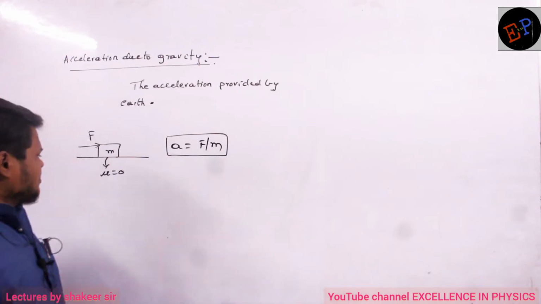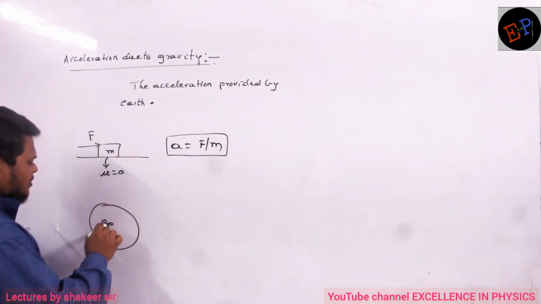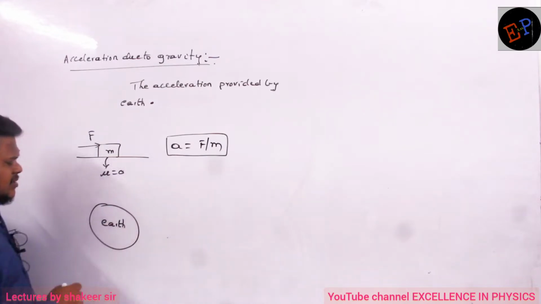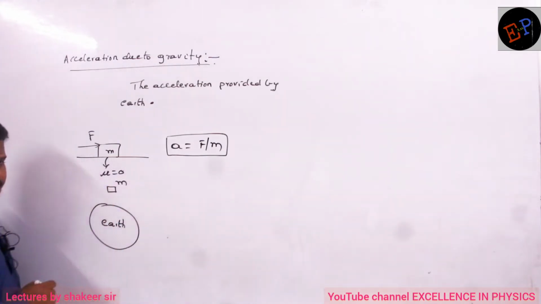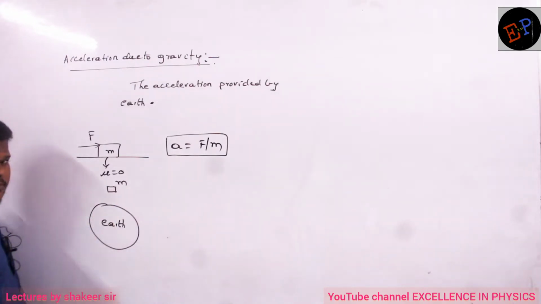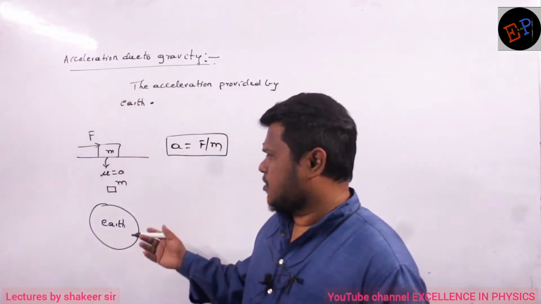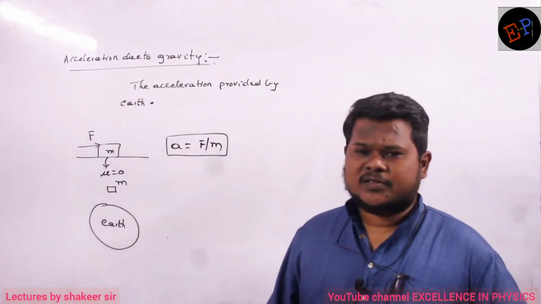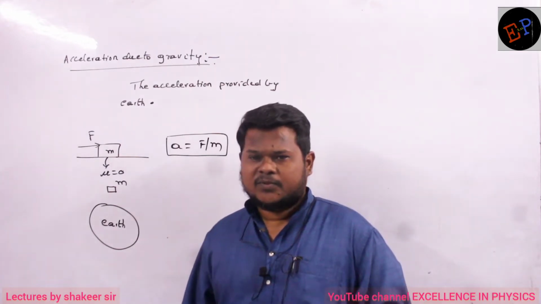Okay. Similarly, for example, if it is Earth, are you able to understand? And consider this is a body of mass m present here. Then this mass will be pulled by Earth with the help of gravitational force. Earth always pulls a body with a particular force. And what is that force called? Weight of that body.